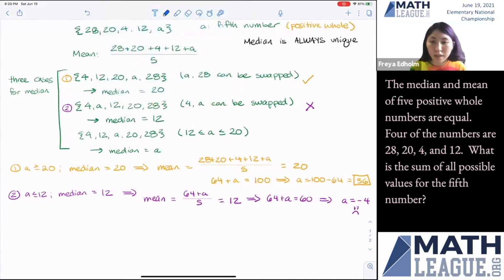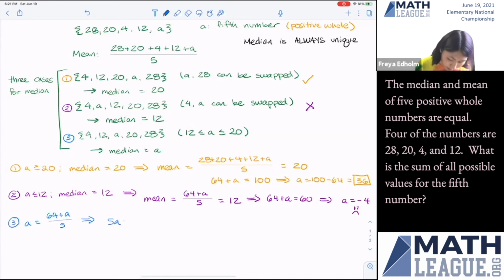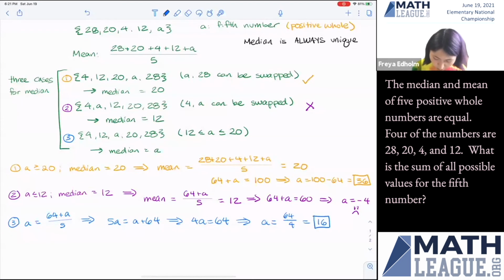Finally, we're going to look at case 3. Now our median is A and 12 is less than A is less than 20. So that means that A is equal to 64 plus A over 5. Now let's calculate this. 5A is A plus 64. So 4A is 64 and A is 64 over 4, and that's 16. And we can see that 16 is indeed between 12 and 20. So that works out. Yay.